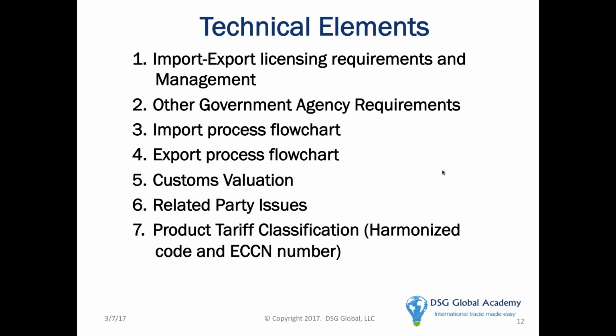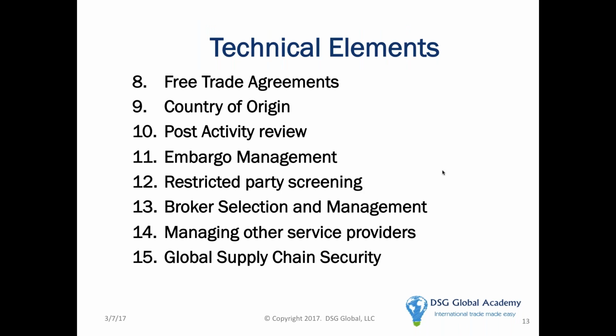This is a very big deal. And obviously, if you're dealing with a related party and you're dealing with your entities around the world, number 6 is very critical, which is related party valuation issues. Number 7, product tariff classification. Number 8, free trade agreements. Number 9, country of origin. Number 10, post-activity review, like a post-entry review.